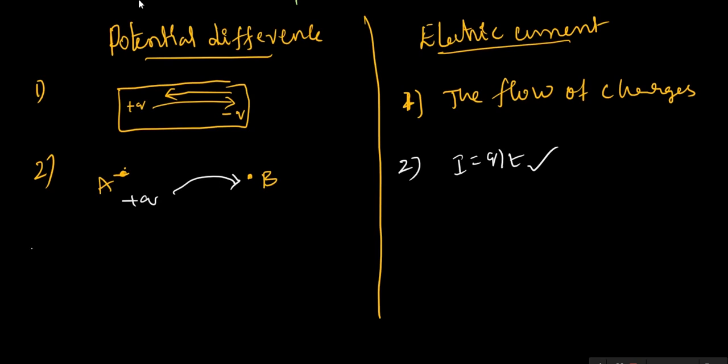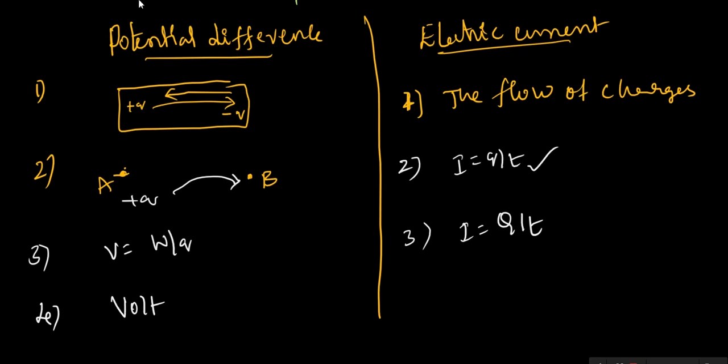Third point: potential difference V equal to work done by charge. Whereas for current, I equal to Q by T. Fourth point: the SI unit of potential difference is volt. The SI unit of current is ampere.